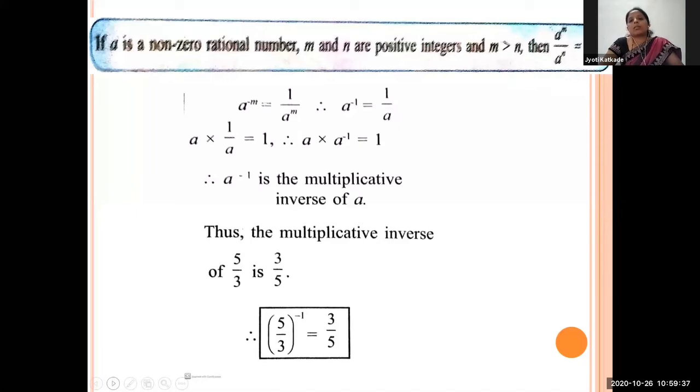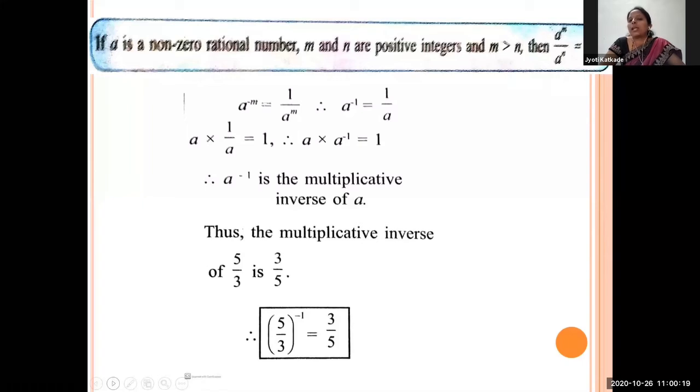Now a into 1 upon a is equal to 1. That means a into a inverse, where 1 upon a is a inverse, is equal to 1. So a inverse is the multiplicative inverse of a. If we take any number and multiply it by its multiplicative inverse, the value we get is always 1. Suppose instead of a there is 2: 2 into 2 raised to minus 1 gives the value 1.